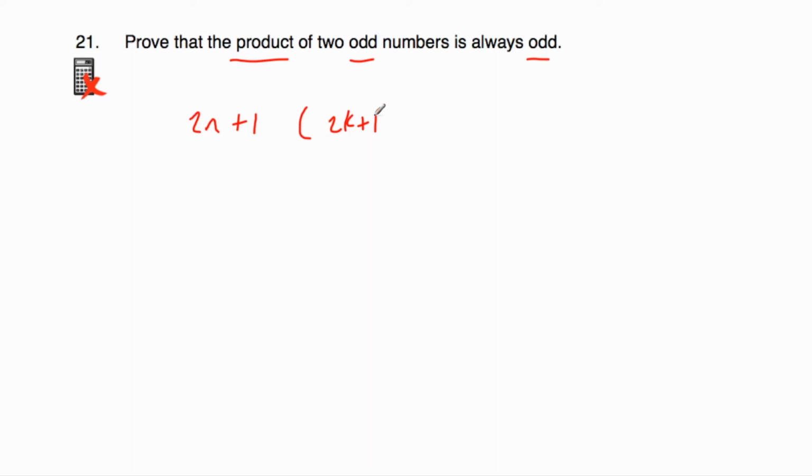I want to show their product, so let's multiply them together, and we want to show that that's always odd. So let's expand these brackets and see what we get. 2n times 2k is 4kn. 2n times 1 is plus 2n. 1 times 2k is plus 2k, and 1 times 1 is equal to 1. So we've got 4kn plus 2n plus 2k plus 1.